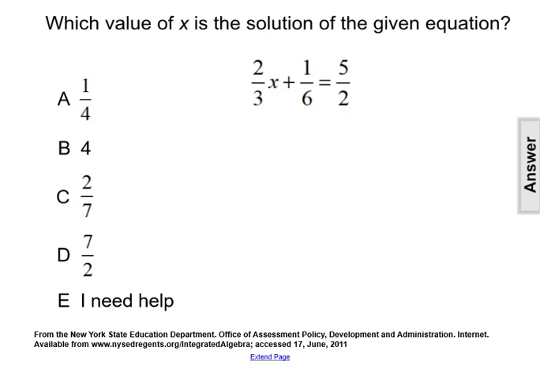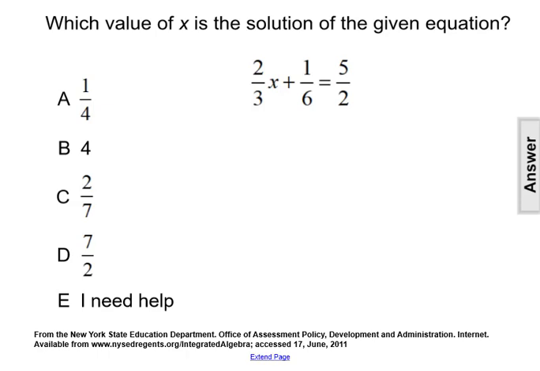Which value of x is the solution of the given equation 2/3 x plus 1/6 equals 5/2? So this is an equation that has multiple fractions. Before we start to use our inverse operations to isolate the variable x to find that solution, let's get rid of the fractions. We are going to multiply every term in the equation by the least common denominator to get rid of the fractions.